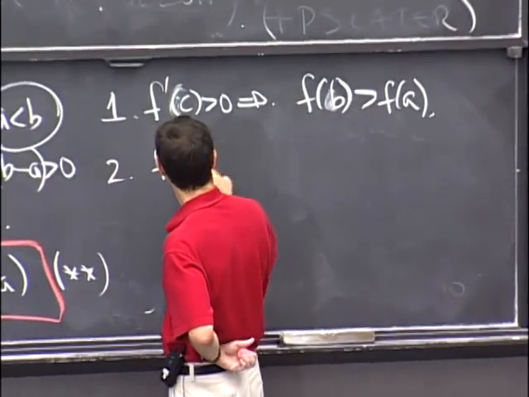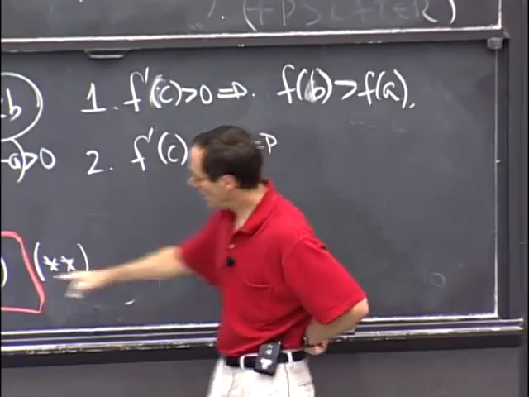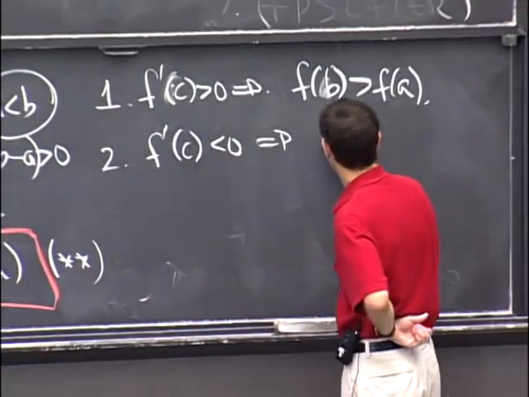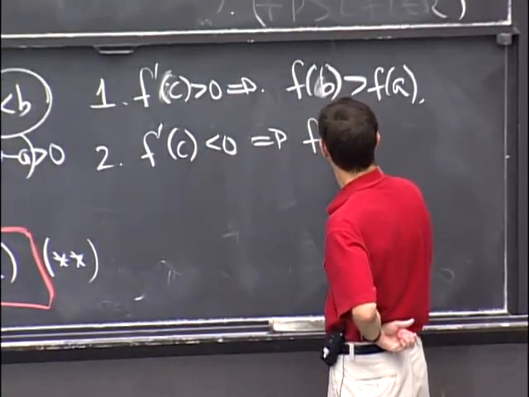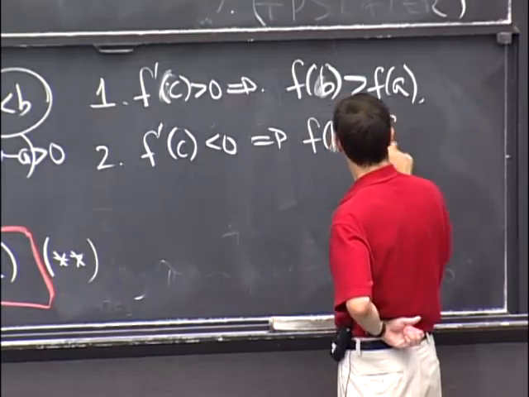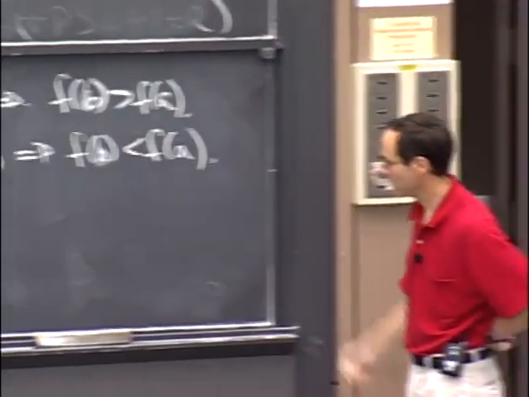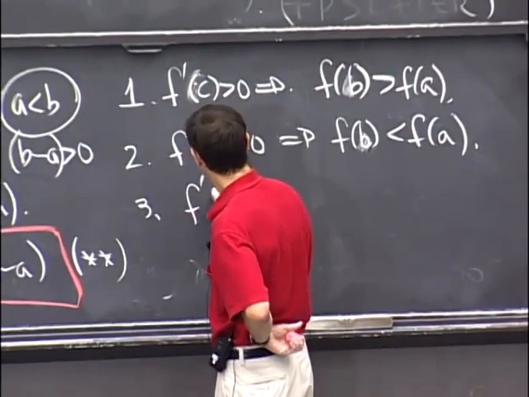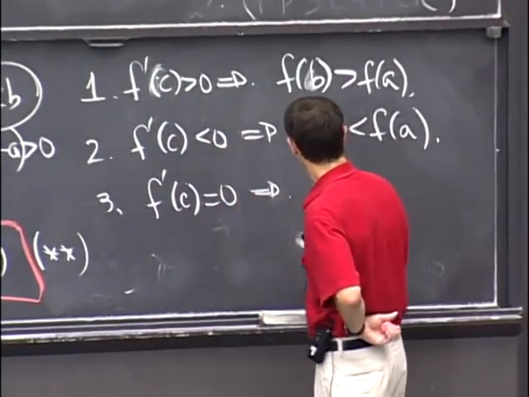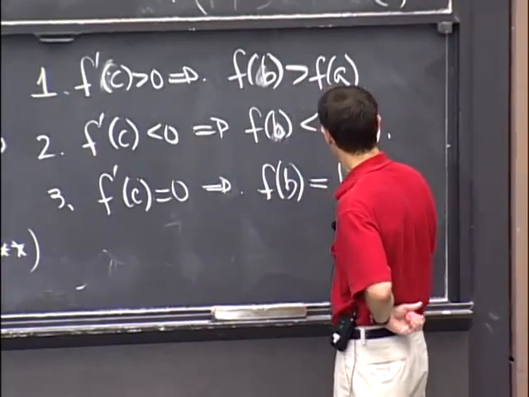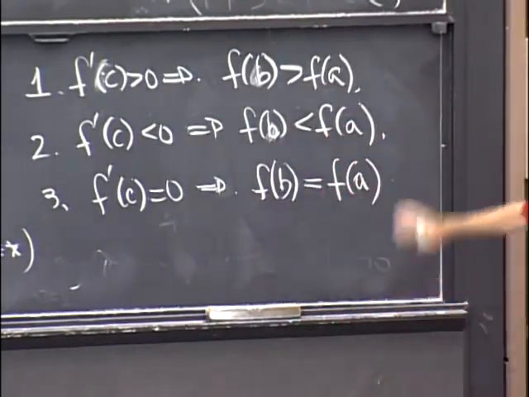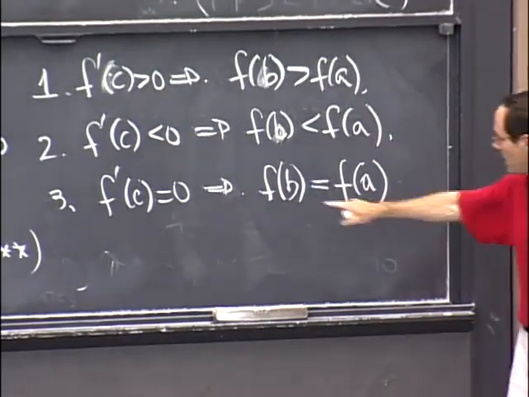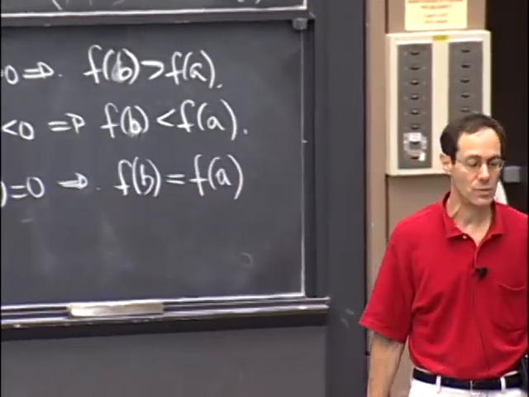Similarly, if f prime of c is negative, then this is a positive times a negative number. This is negative. It's f of b is less than f of a. So it goes the other way. So maybe I'll write it this way. And finally, if f prime of c is 0, then f of b is equal to f of a. Which, if you apply it to all possible intervals, if you can do it for every interval, which you can, then that means that f is constant. It never gets to change values.